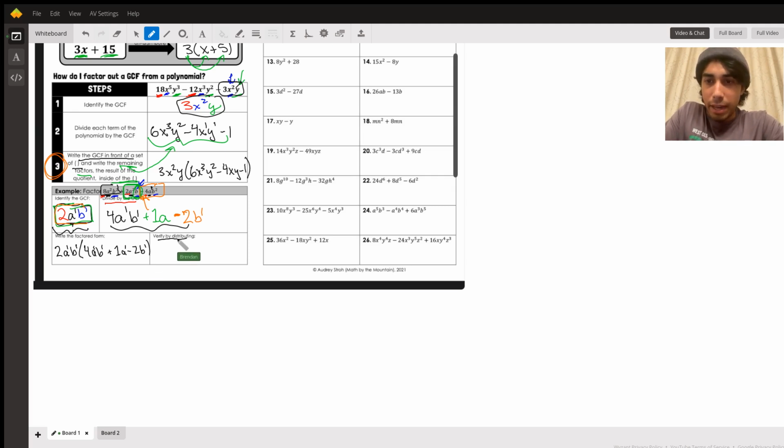All right, verify by distributing. So that means multiply this term by each of these. I'm going to use different color arrows so I can point out what I'm doing each time. Got a green one, and then I'll make this last one blue. Okay, so the idea is that when we distribute, it should take us back to where we started. So let me erase all this junk so I can point that out. All right, when we distribute, it should take us right back to this, right where we started.